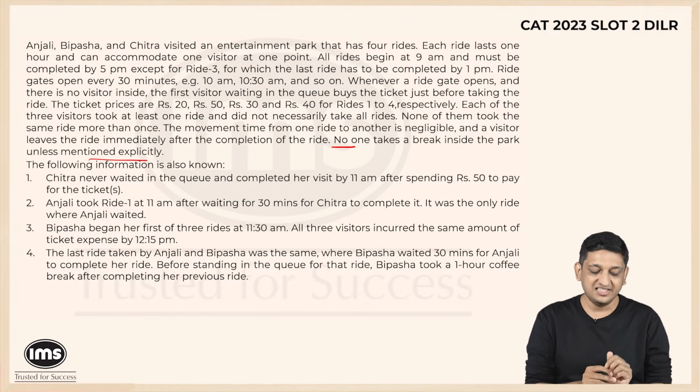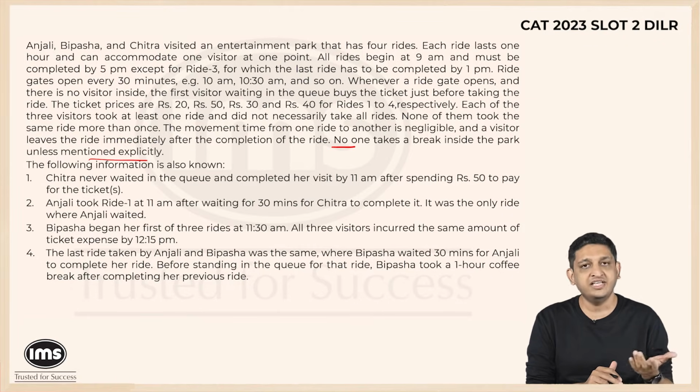Now the information that is given to us: Chitra never waited in the queue and so on, and completed her visit by 11 a.m. after spending 50 rupees to pay for the tickets, right? So we know that Chitra never waited in the queue and completed her visit by 11 a.m. So that's what we know.